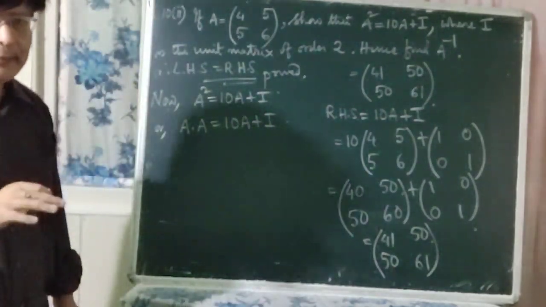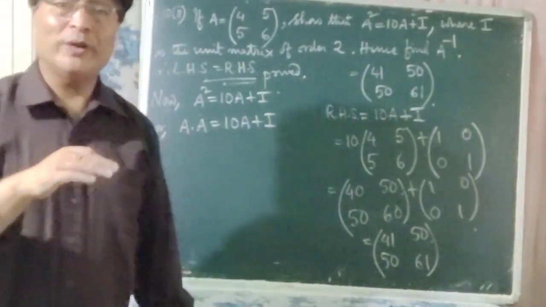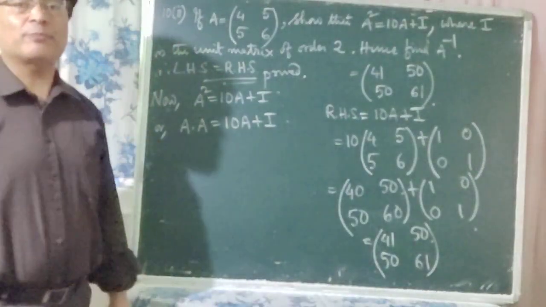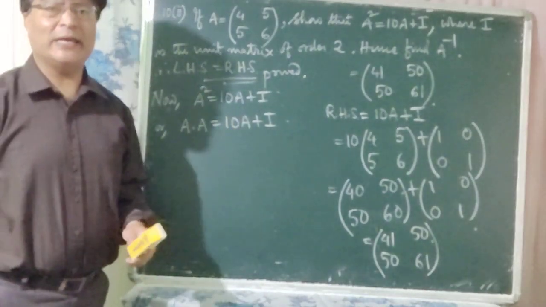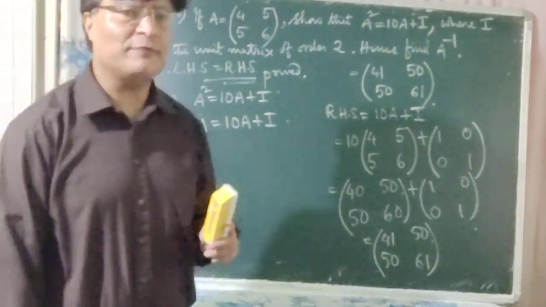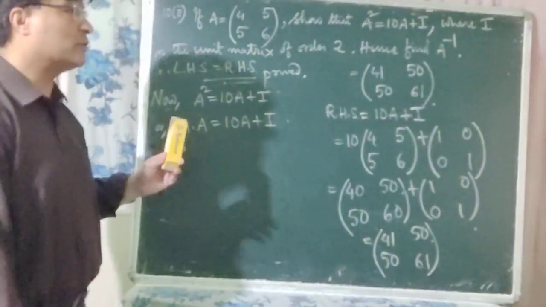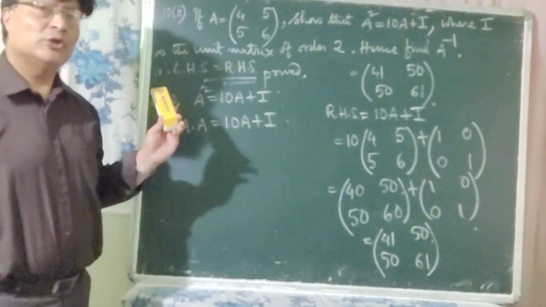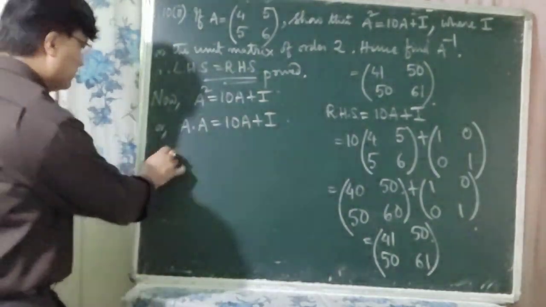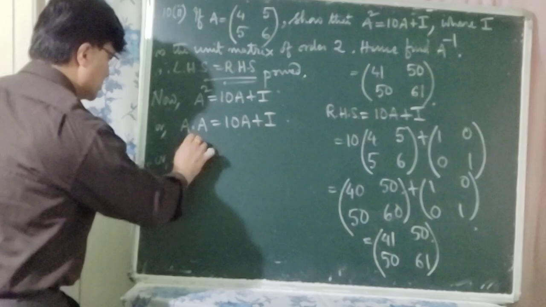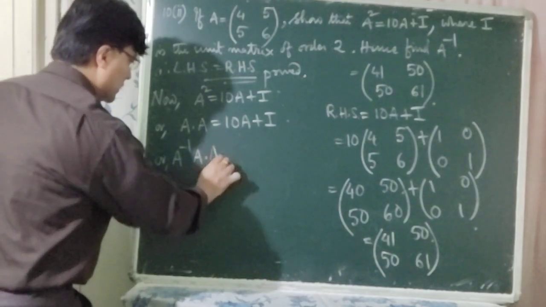Now we will use the same method that we applied in the previous problem. That means you have to multiply both the sides by A inverse and use the properties of matrix. Since you have to get A inverse, you multiply both LHS and RHS by A inverse. So this is A inverse dot A.